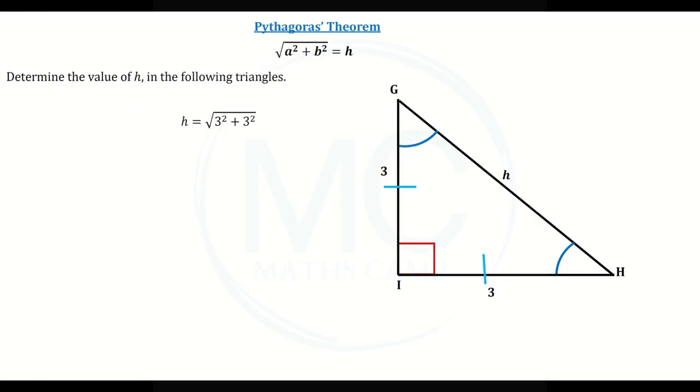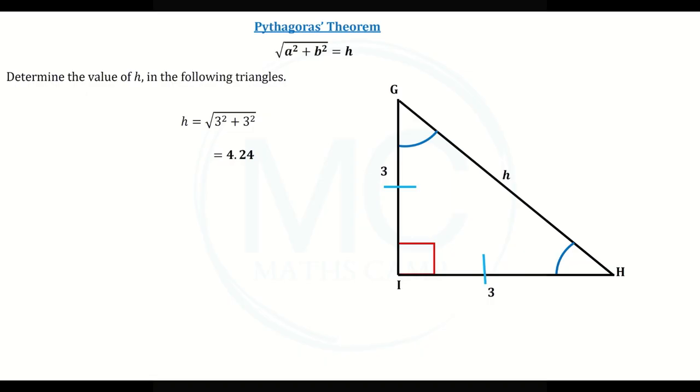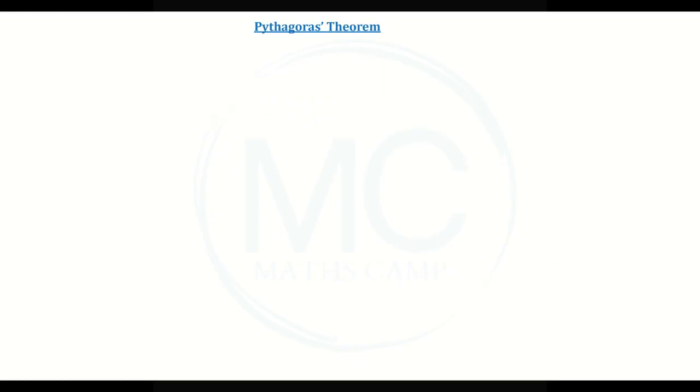Now we can take our calculator and we say the square root of 3 squared plus 3 squared is equal to, let's change this to decimals, and we get 4.2426, which means that the hypotenuse H is equal to 4.24 to 2 decimal places. Now, to use Pythagoras' theorem, we need to have 2 known sides of a right angled triangle, and we can then find the unknown third side.